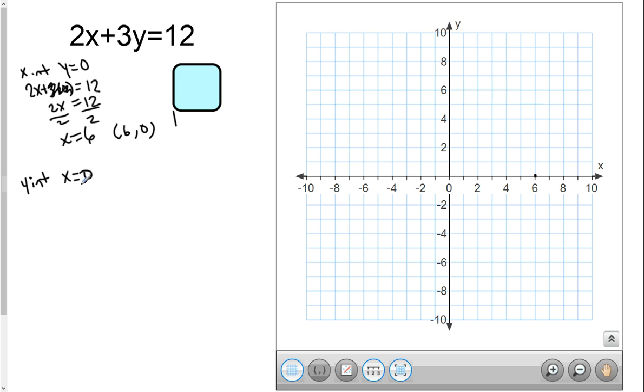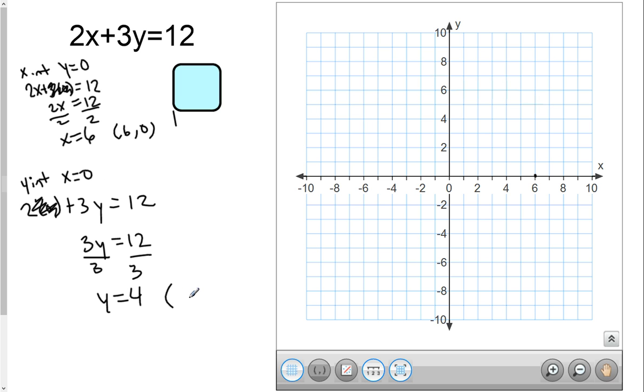Now to find the y-intercept, I make x equals 0, because remember, all the points that cross the y-axis have something in common: x is 0. So I'm going to do the same problem again, but this time I'm going to make x equals 0. So it's going to be 2 times 0 plus 3y equals 12. Well, 2 times 0 is 0, so this goes away, and I'm left with 3y equals 12. So divide both sides by 3, and I get y is 4. So the name of this point is x was 0, y was 4.